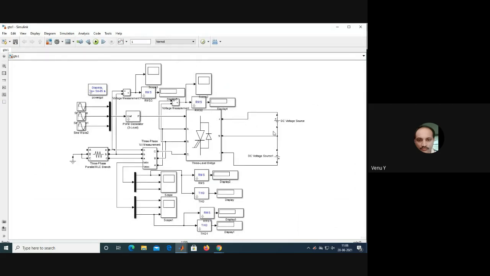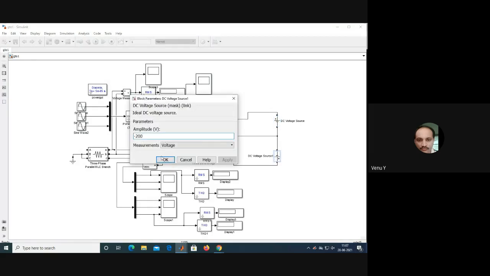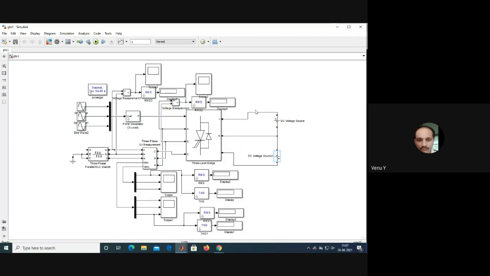Three-level is obtained here. So in addition to plus and minus DC side, you have a neutral point, so that you can increase the level: plus VDC by 2, and VDC minus VDC by 2, 0. Similarly, negative side. Here 200 volts positive, negative side minus 200. DC side. AC side, you'll get a three-phase supply. So sinusoidal pulse width modulation.